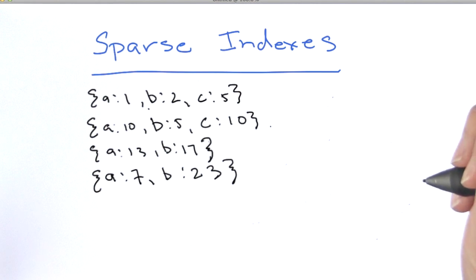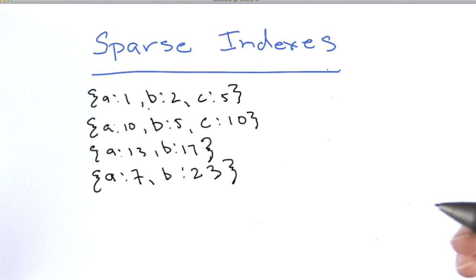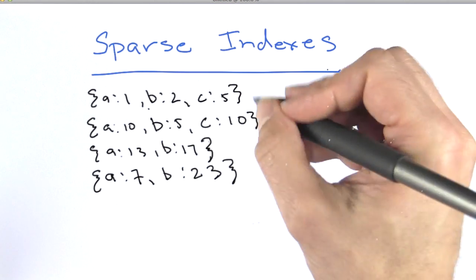Okay, we've shown you how to create unique indexes on collections. And now I want to talk to you about sparse indexes, which can be used to create unique indexes when the index key is missing from the document. So let's look at these four documents.